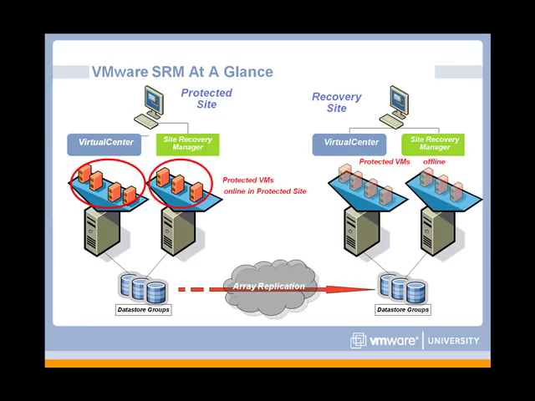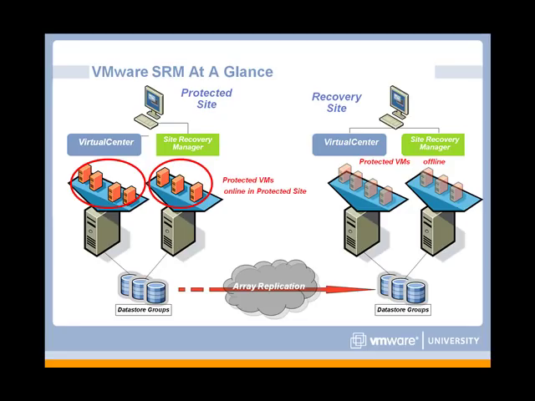If we talk a little bit about how this product actually works, one of the first things that we do once we've established communication between the sites is create a protection group. A protection group is a group of protected VMs. Once SRM protects those VMs, it creates shadow VMs at the recovery site.